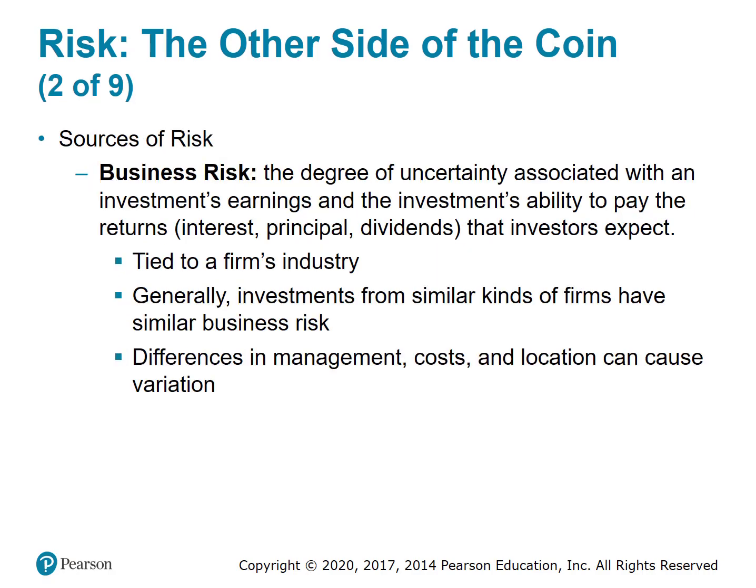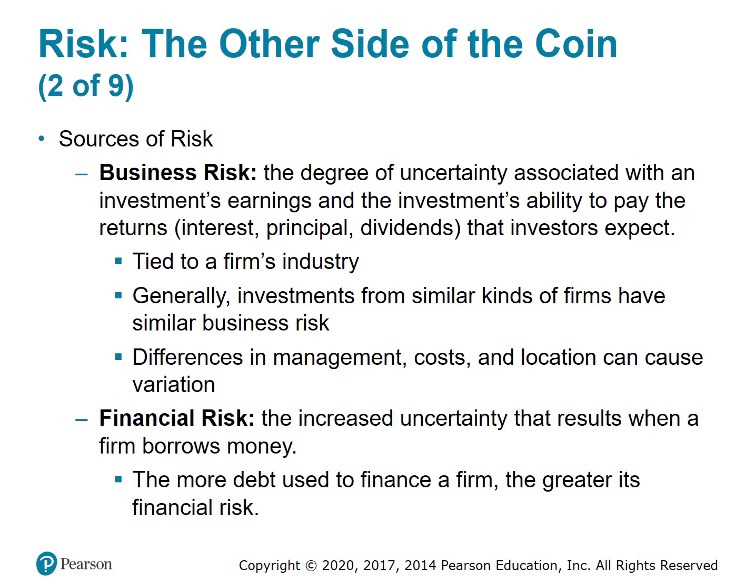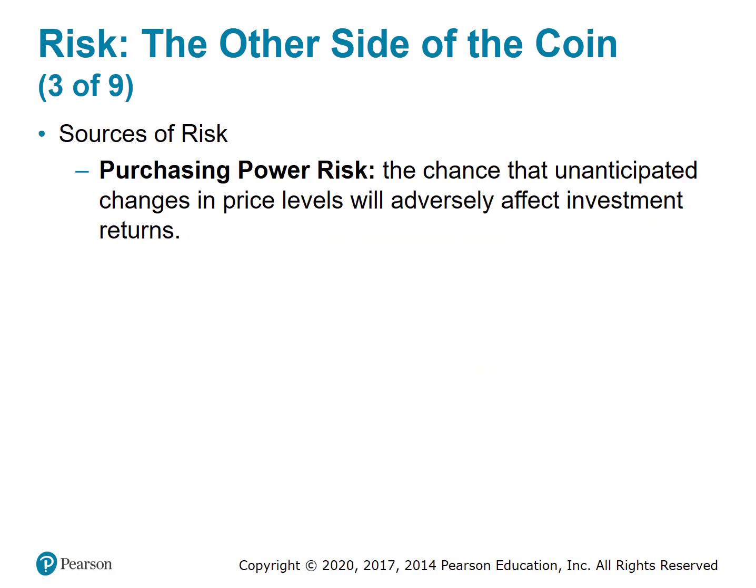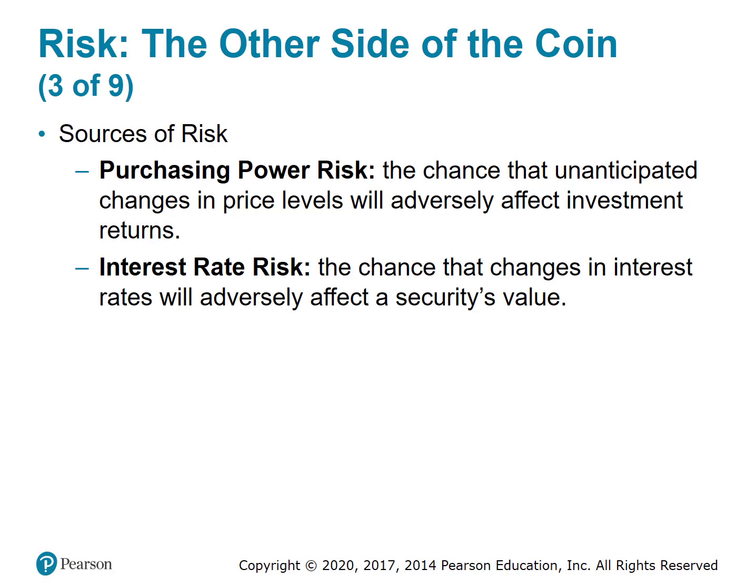Various sources of risk. Business risk. This is related to the type of industry a firm is in. Varies based on the competency of a firm's management, the cost, and other firm-specific factors. Financial risk is the additional risk when a firm uses debt. More debt, more financial risk. Purchasing power risk. The possibility that changes in price levels could impact returns. Interest rate risk. This focuses more on bonds, whose value moves inversely with interest rates.